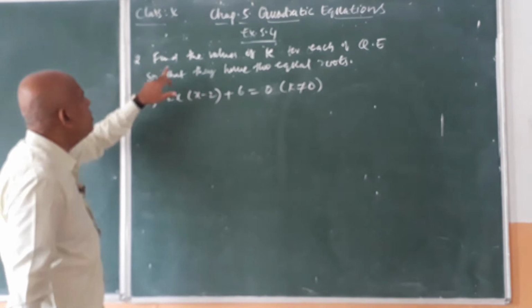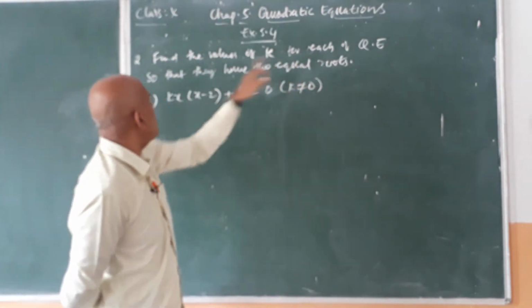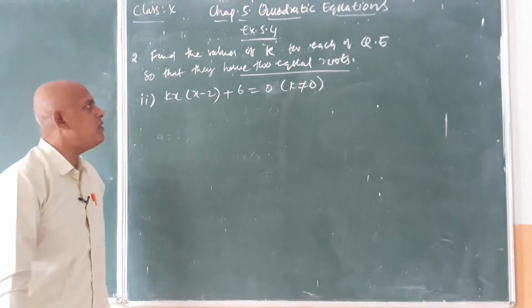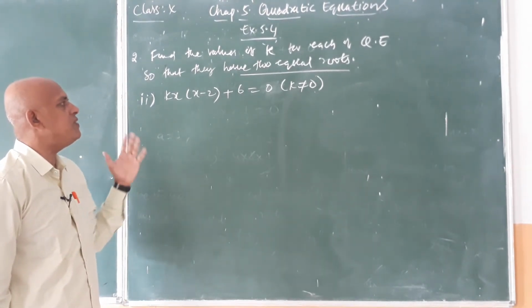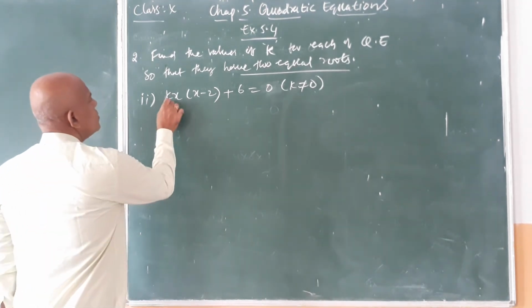Okay, second bit now. 5.4 second bit. Find the values of k for each of the quadratic equations so that they have two equal roots. They only given that for the given equation they have two equal real roots. When we get two equal roots, it means discriminant value b square minus 4ac is equal to 0.